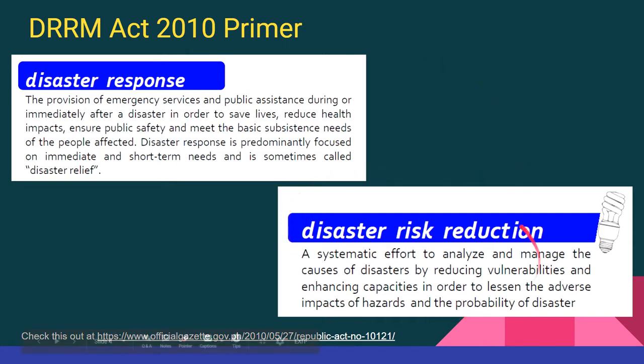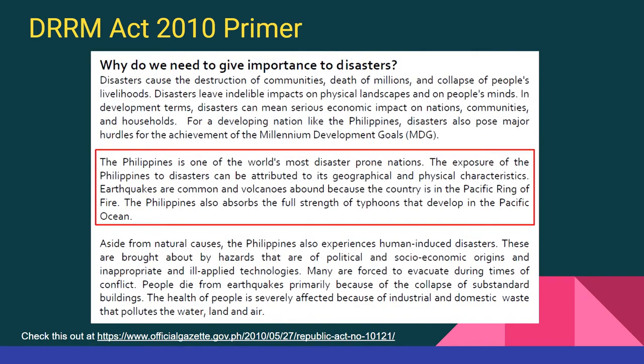While disaster risk reduction is a more comprehensive way of avoiding disaster because you provide mitigation, procedures, and adaptation strategies in order to reduce the vulnerability, reduce the exposure, and to strengthen the ability of the community to respond and recover from disasters. So why do we need to give importance again? This is just a review. Importance to disasters, specifically here in the Philippines.